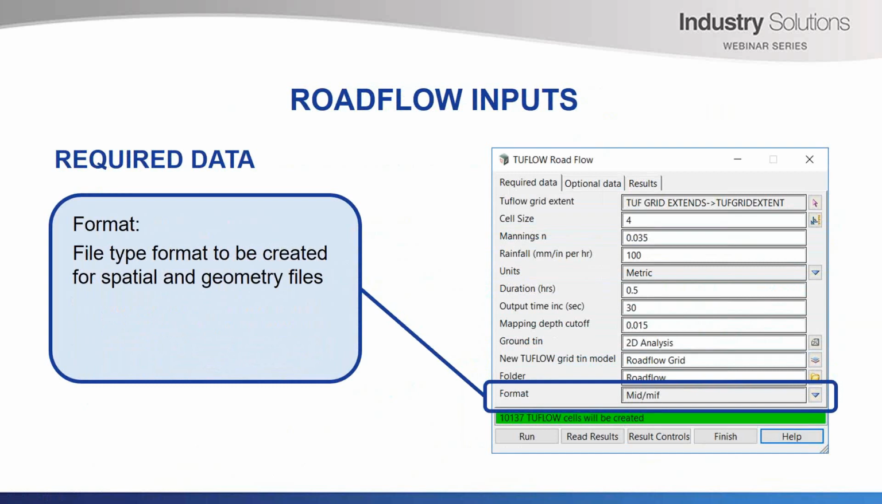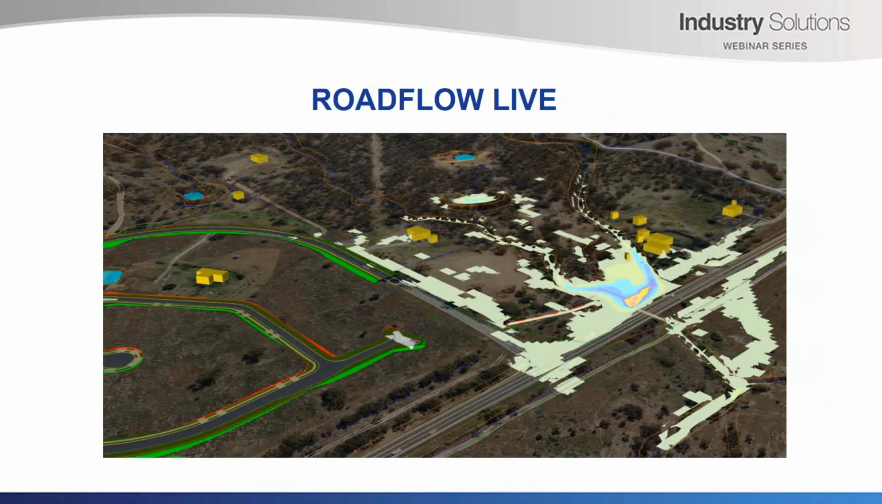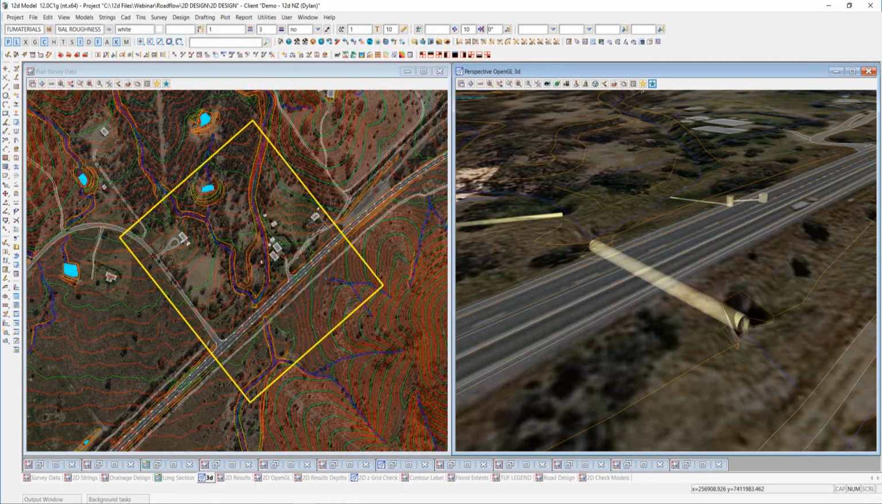Right, let's get into the live demonstration, and we'll run through RoadFlow and its procedures. Before we start, there's two inputs that you need to put into the RoadFlow which come directly from 12D model. These are the grid extents, or the spatial area where you want the run to be assigned, and also the tin.